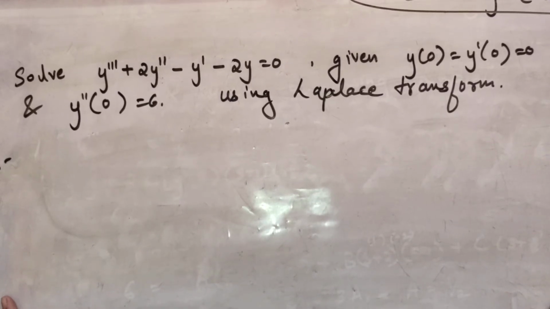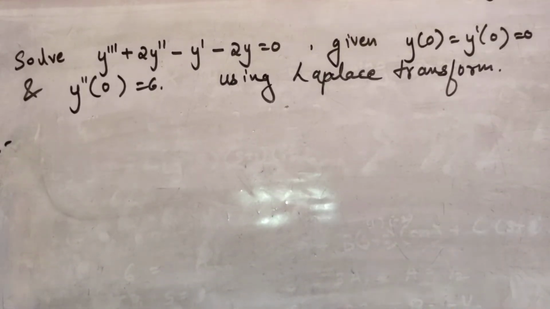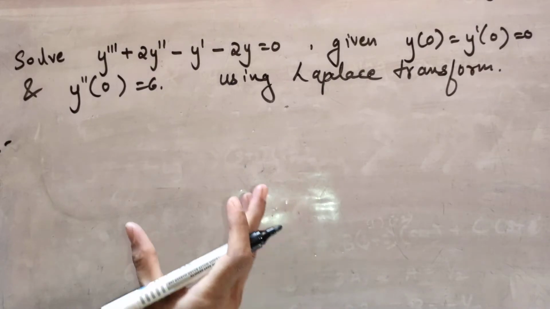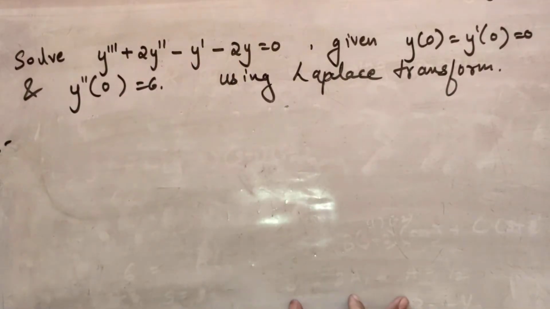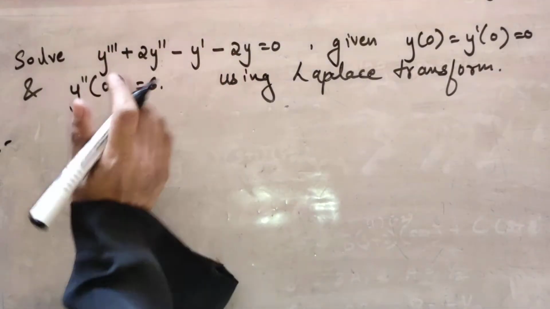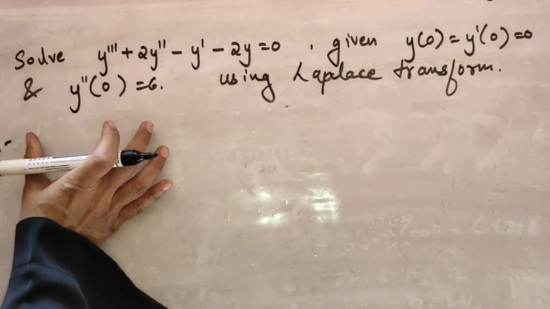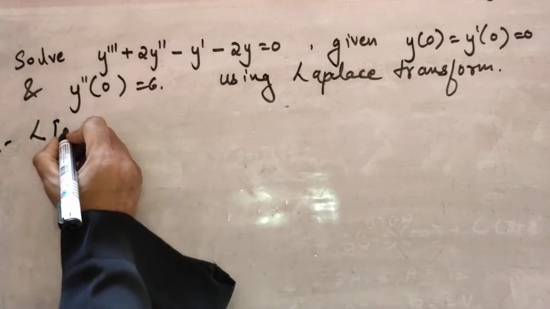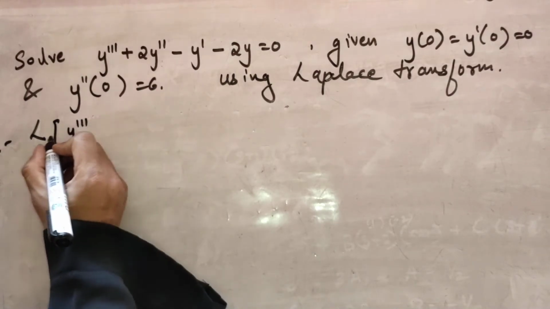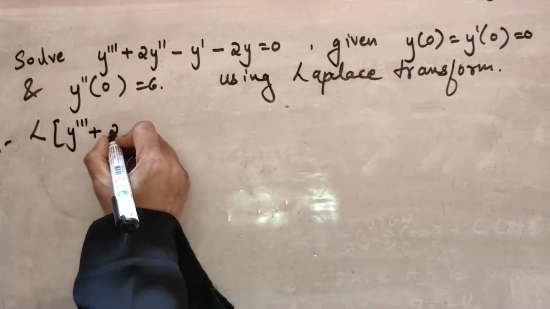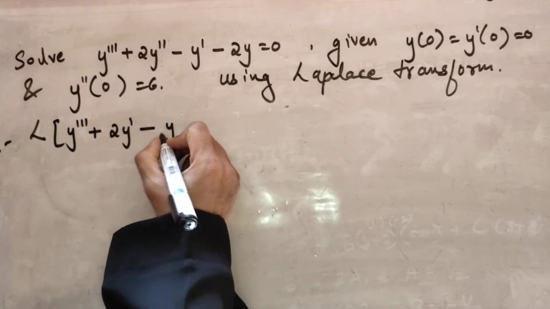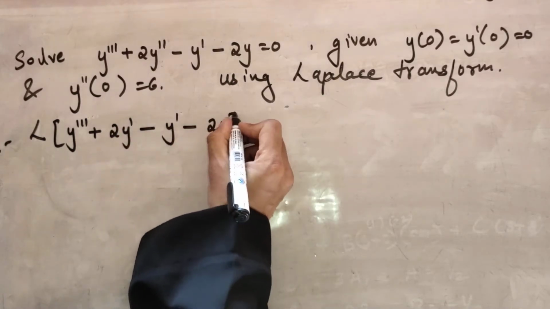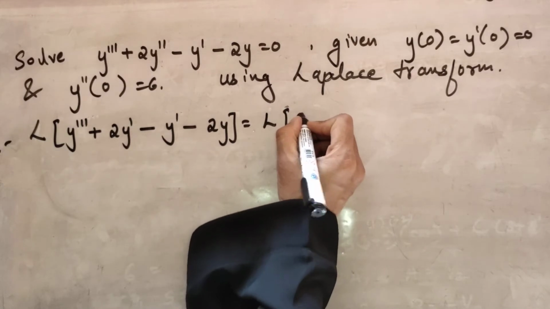It's very simple. Now, what should be your first step? First, you take this equation and apply the Laplace transform. I'm not going to rewrite the same equation here; I'm going to directly take the Laplace transform of this equation. So applying the Laplace transform, you have the Laplace transform of y triple dash plus 2 times y double dash minus y dash minus 2 times y is equal to the Laplace transform of 0.